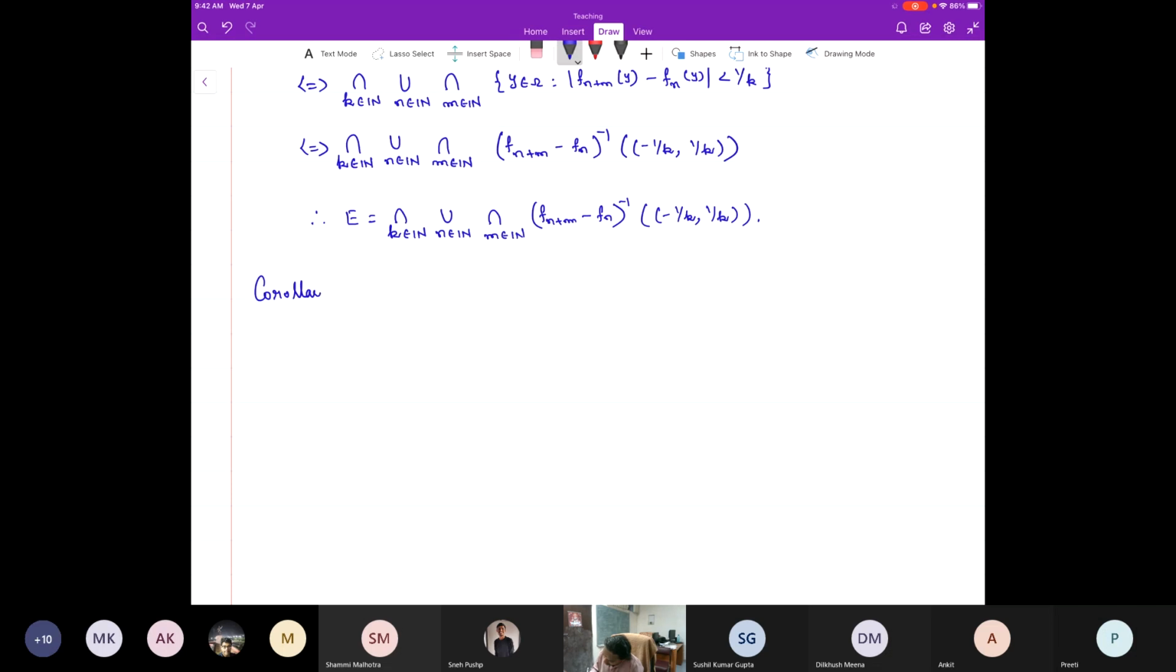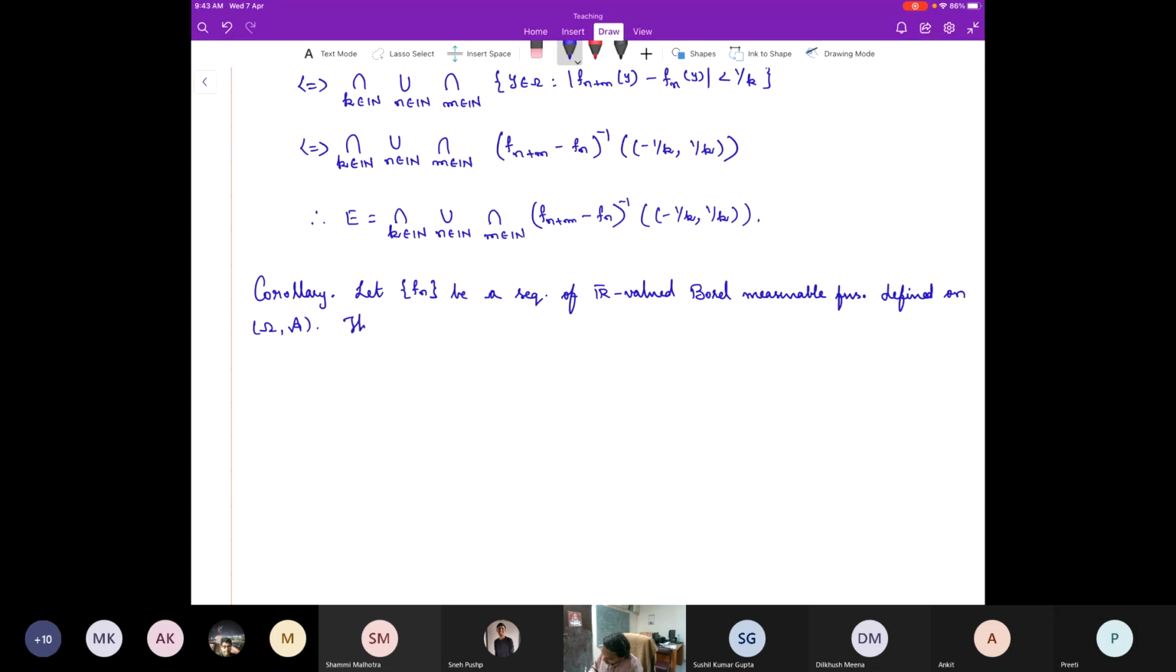So as a result of all these, let me put it as a corollary that let fn be a sequence of R-bar valued Borel measurable functions defined on omega comma E. That means what? These functions are defined on omega and there is a sigma algebra on it.